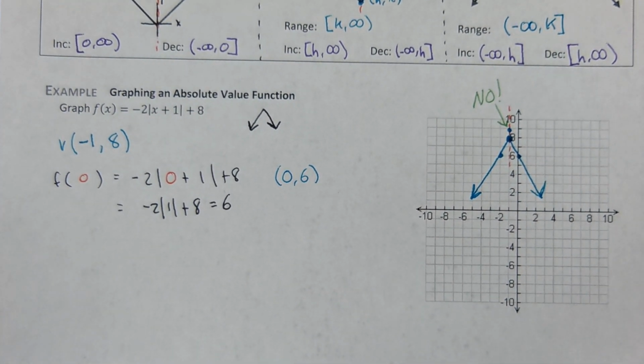Can you do that? Can you decide up, down? Can you find the vertex? Can you plug an x in? And then just reflect. If you can do those things, you can graph any absolute value graph.